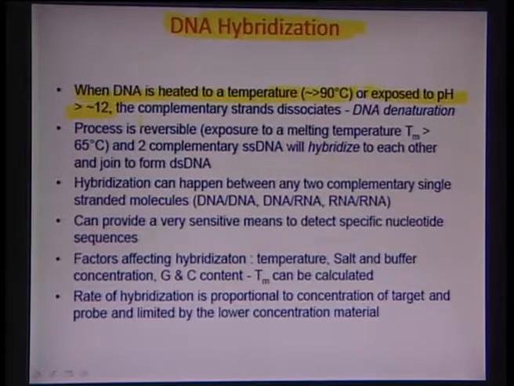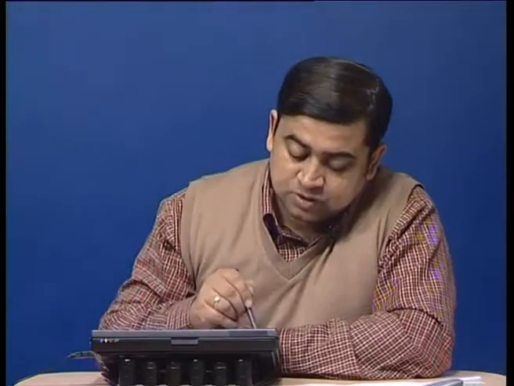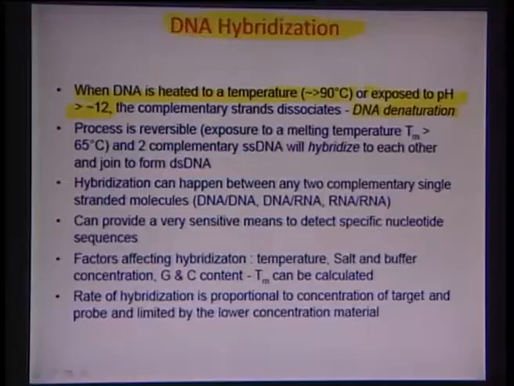Another way is to put it in an extremely basic pH solution for it to split apart. Therefore this process of DNA splitting apart is also known as DNA denaturation. This process, however, is reversible.